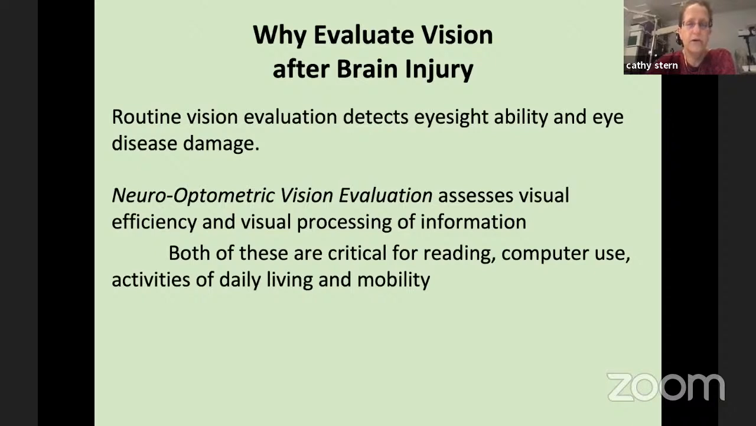Well, we do know that generally when you do what you might call a routine vision evaluation, we detect how someone sees and we look for eye disease damage. But all of us who are interested in vision therapy and vision rehabilitation certainly appreciate that there's much more to it. And so we want to more assess the visual efficiency and the visual processing of information, and understand that these skills are really what are critical for reading, for computer, for daily living, for mobility.